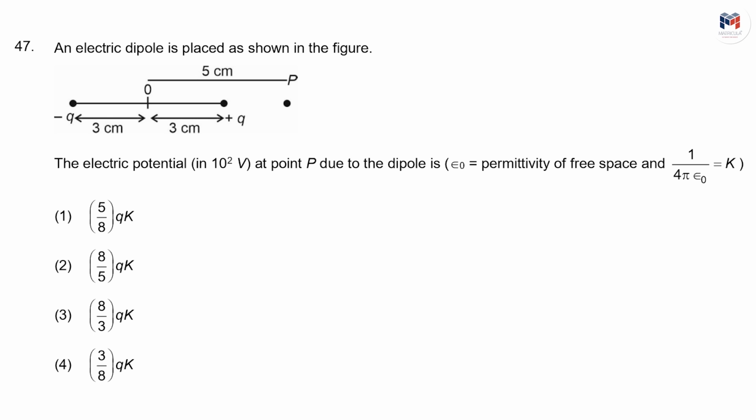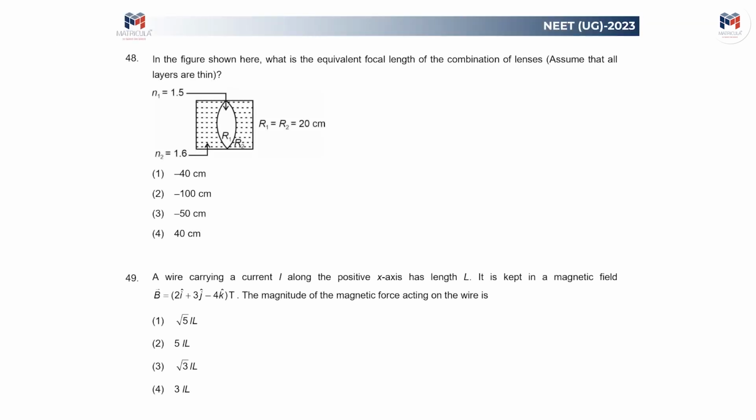Question number 47. An electric dipole is placed as shown in the figure. The electric potential in 10 square volt at point P due to the dipole, where epsilon 0 is permittivity of free space and 1 by 4π epsilon 0 is K or Coulomb constant, is. The answer is option number 4, 3 by 8 QK.